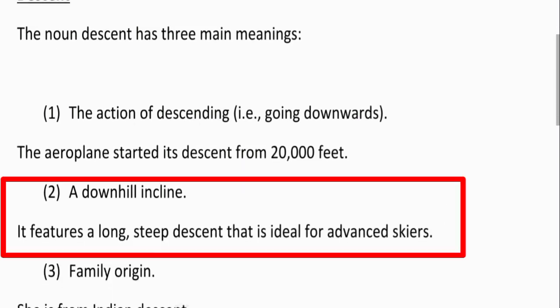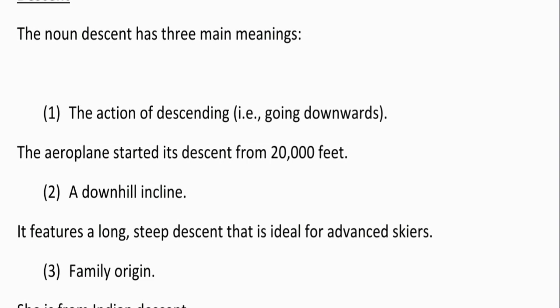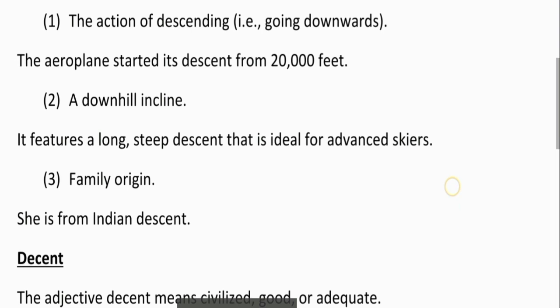Second इसका meaning है a downhill incline. For example, it features a long steep descent that is ideal for advanced skiers. Third meaning इसका है family origin. For example, she is from Indian descent.